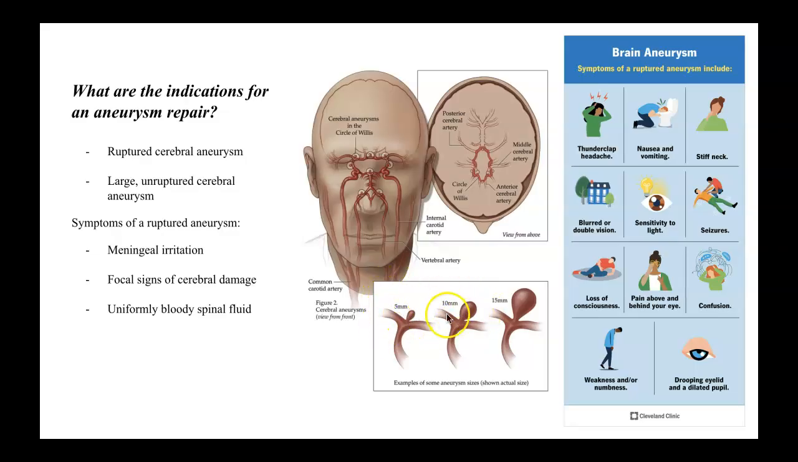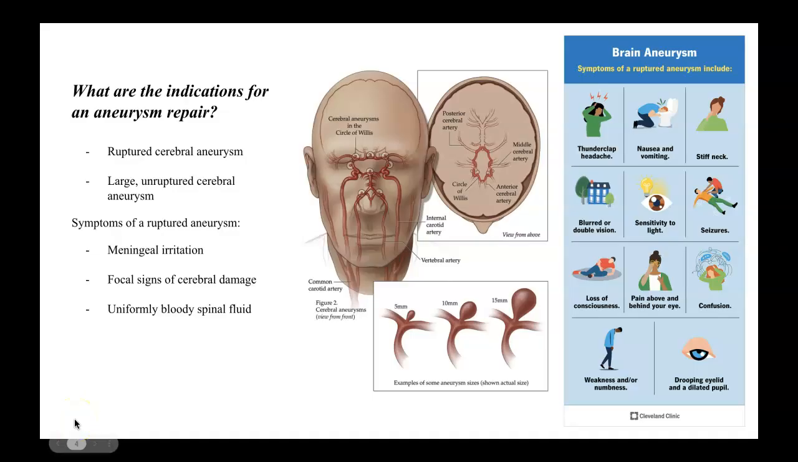This is about the point where they start to get really concerned. And then the symptoms of a ruptured aneurysm: meningeal irritation, focal signs of cerebral damage, and uniformly bloody spinal fluid. They might do a spinal tap to check. These symptoms also apply to a quickly growing unruptured aneurysm that might be about to rupture, but these are the main symptoms for a ruptured aneurysm.